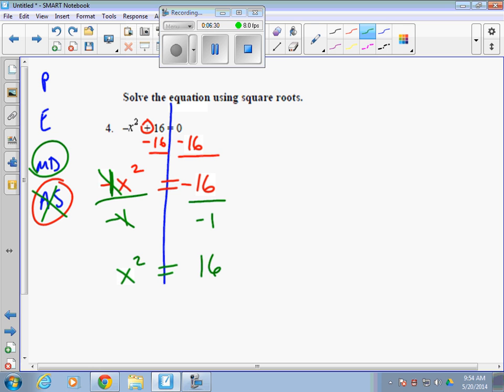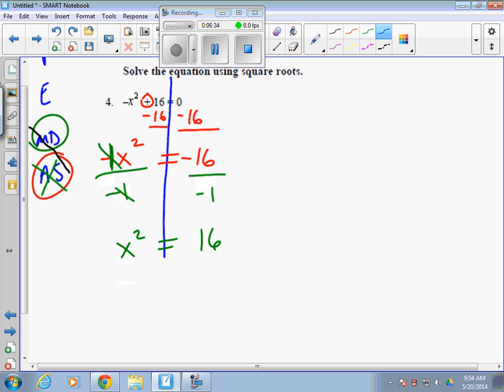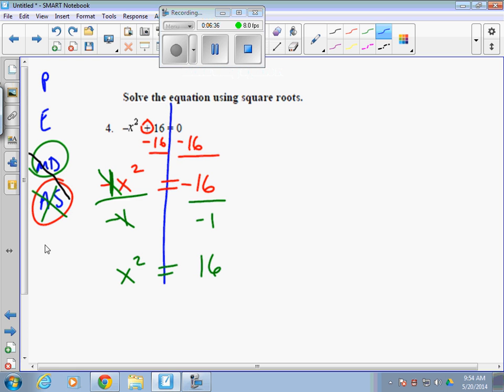And again, in order to undo squaring something, just like on the last one, we go to the last step. We look for anything that says exponents. We have x squared. You take the square root of it. If you take the square root on the left, you take the square root on the right. It'll cancel out the left and leave you with x.